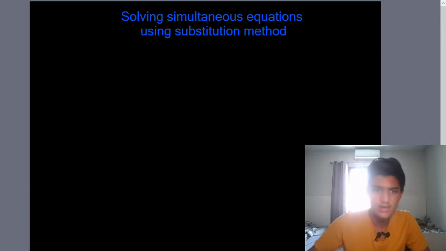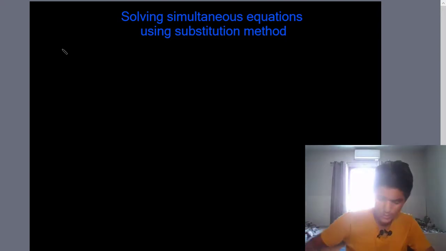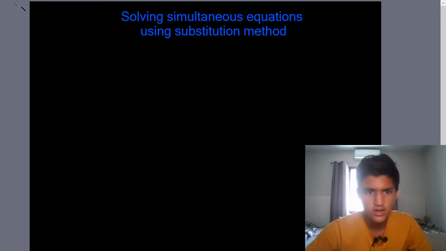Today I will be solving another simultaneous equation using the substitution method. The book I am taking the questions from is the Cambridge IGCSE and O-level Additional Maths course. Exercise 2.1, question number 14. So let's get started.